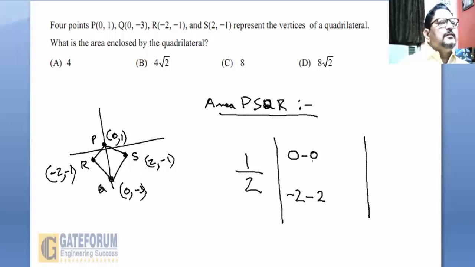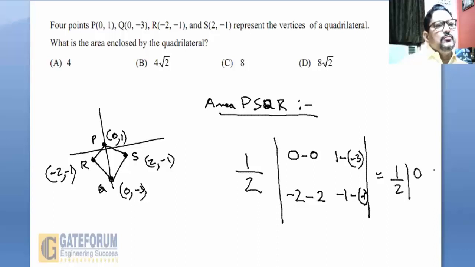Do the same with the y part. So P's y is 1, and here it is -3. So 1 minus of -3. And here we had taken R first, so that would be -1 and minus of +1, rather minus of -1, that is +1, which makes this the simple 0, 4, and here would be -4, 0, right?